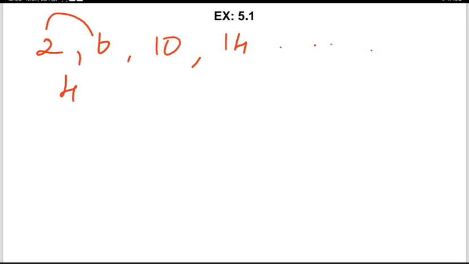So I'll give an example. Suppose we take 2, 6, 10, 14 and so on. If you take the difference between these two numbers, the difference will be 4. Again, if you take the difference between these two numbers, the difference is 4. Again, from here, the difference is 4. So this is known as an arithmetic progression.